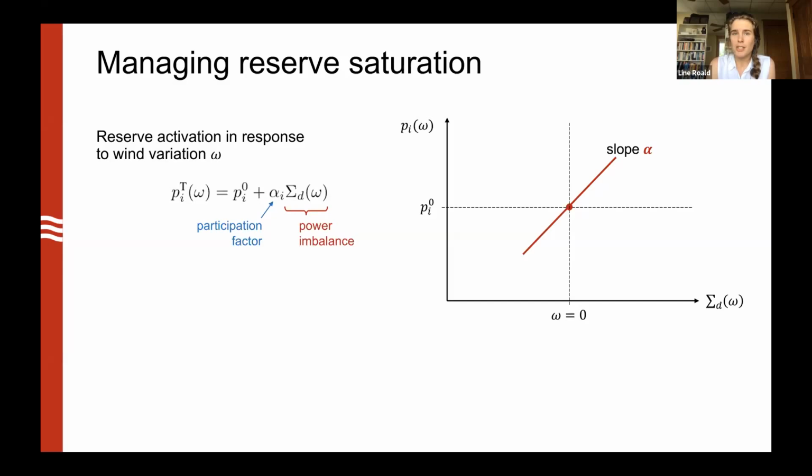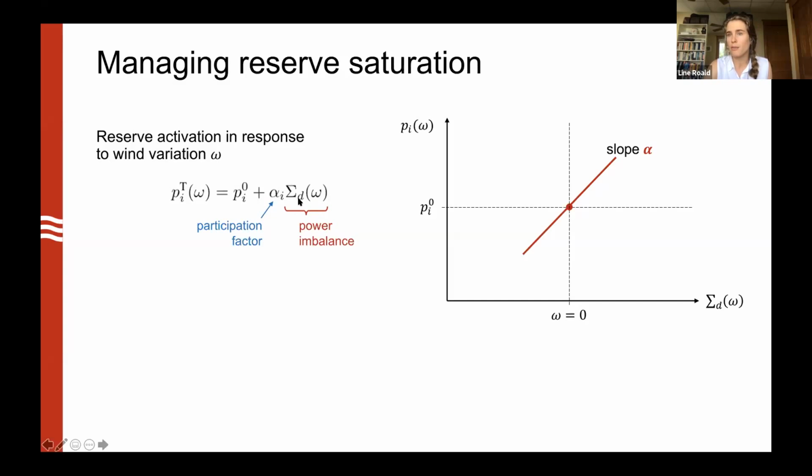So essentially, managing reserve saturation. Let me explain what we mean by this. Typically, the way we model reserve activation in response to wind variation is the following. The power that we're going to get from a power plant is equal to some scheduled amount, p_i0 here, plus an adjustment that happens in order to balance a power imbalance. This power imbalance arises due to, for example, variations in wind generation, variations in load or generation outages, and it gets distributed across the different generators according to a participation factor.